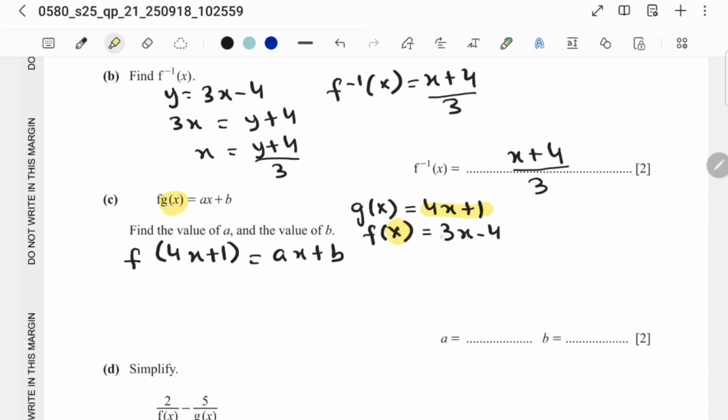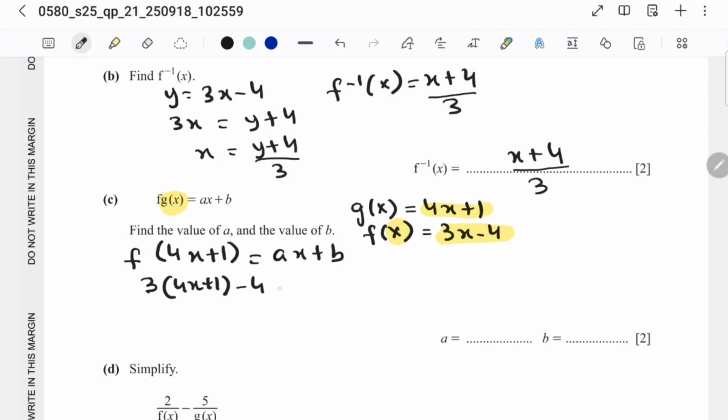In place of x, I have 3x minus 4. So I'm writing down, this is 3x minus 4. In place of x, I'm writing down 4x plus 1. Like here, f(x), so I write down 3 times 4x plus 1 and then minus 4. Wherever I see x in f(x), I write down 4x plus 1. Okay, so that is 3 times, this is 3x minus 4. So 3x minus 4, what is x?